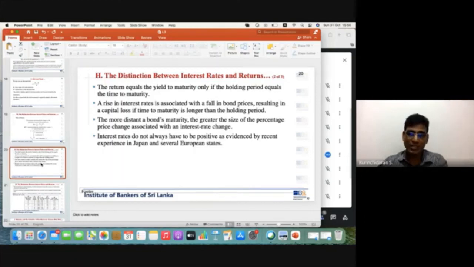So maturity is maybe 5 years, but your holding period is 2 years, so you are going to have the loss. These are additional interpretations. You have to keep in mind this first line. Others are following through.